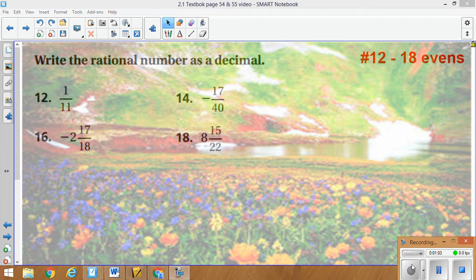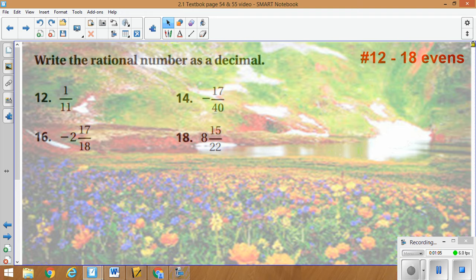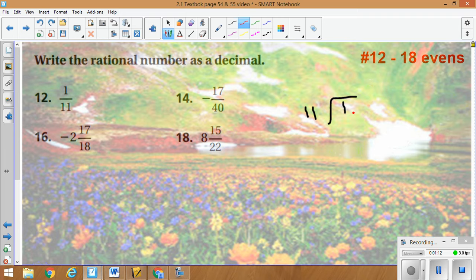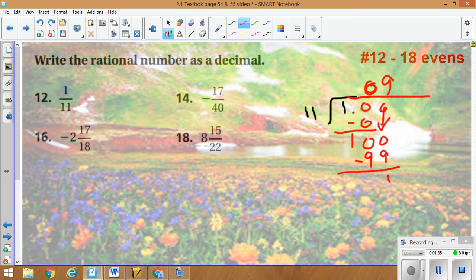Okay, so for number 12, we have 1 over 11. So I'm going to take 1 and divide it by 11. So 11 can't go into 1, so I add a decimal and a 0. 11 goes into 10 0 times. So 0 times 11 is 0. And we get 10 left over. We add a 0 and bring down. 11 goes into 100 9 times. 9 times 11 is 99. We get 1 left over.